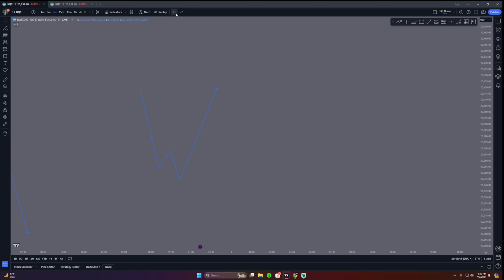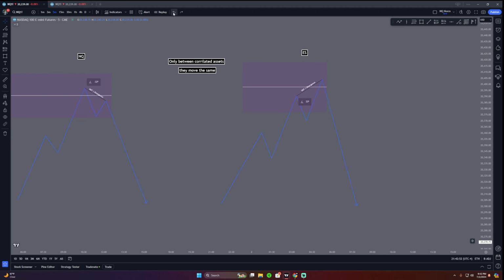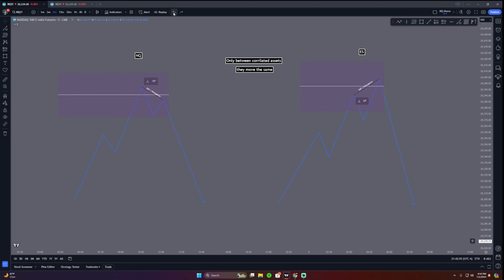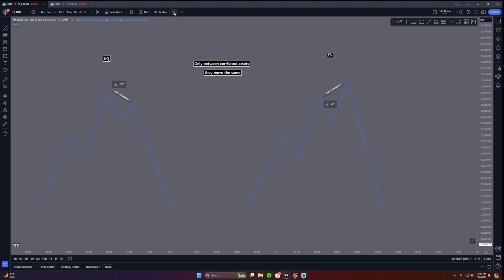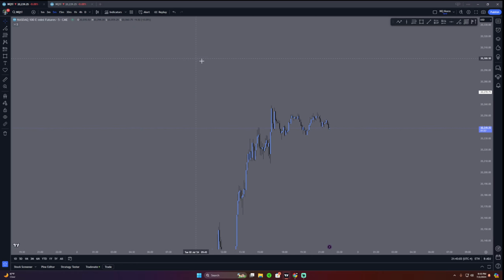Make sure your SMTs are decent size. If they are wick to wick, that is not good, okay? Now, the bigger the SMT, say there's a really big SMT, it's obviously more confluence, but a smaller SMT is less confluence. And a medium range SMT is a decent amount of confluence.